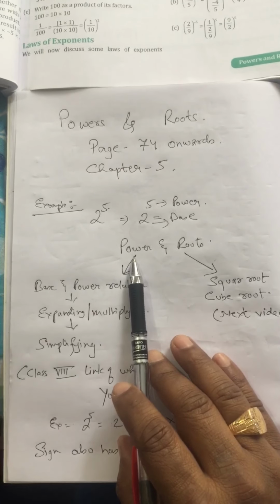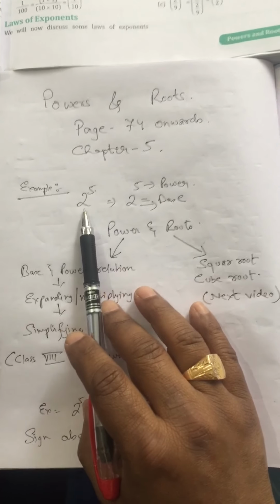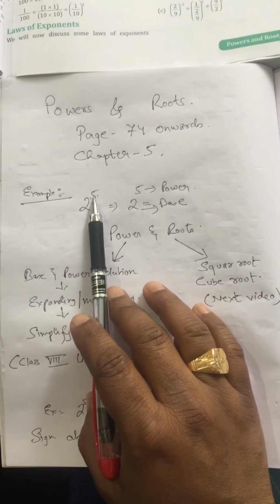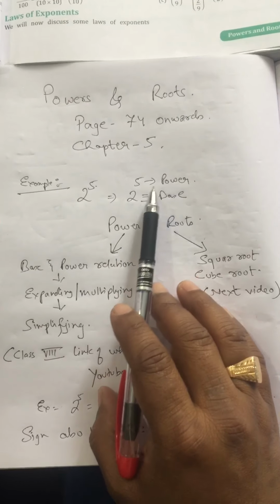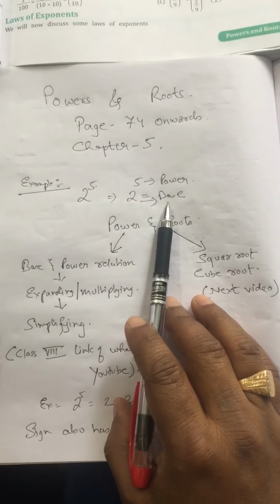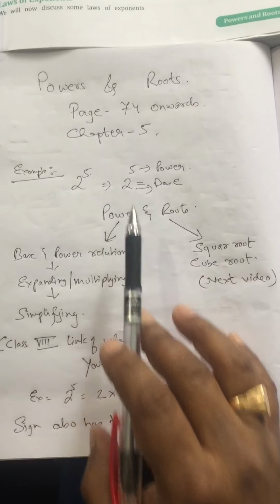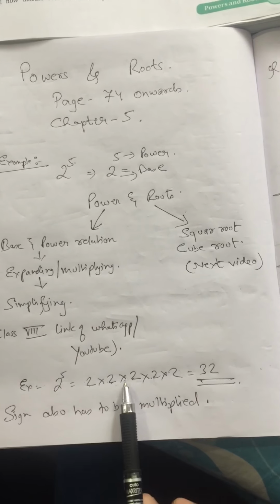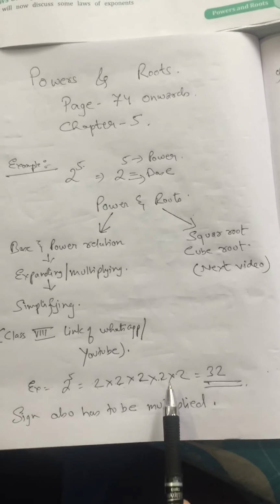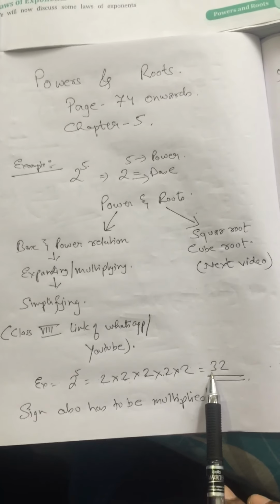Now powers can be understood with the help of this example, 2 to the power of 5. This is read as 2 to the power of 5, where 5 is on the upper side, it is called the power or the exponent, and 2 is called the base. What does this 2 to the power of 5 mean? 2 has to be multiplied 5 times. That is, 2 to the power of 5 means 2 into 2 into 2 into 2 into 2, which if you multiply, you'll get 32.